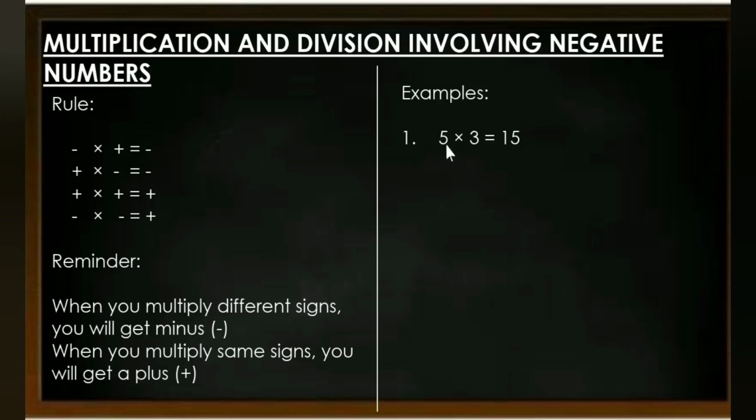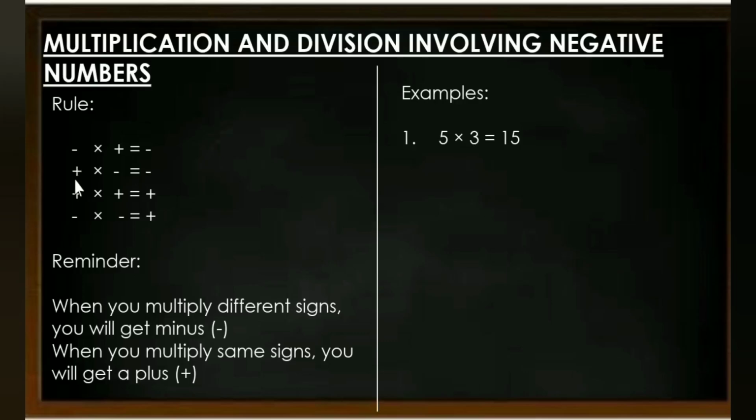Now we have 5 times 3. This is easy ordinarily, right? But let's just pretend as if we don't know what the right answer is, and let's see how true this is. We've already established that when a number is written without a sign, either a plus or minus in front of it, there is an invisible plus, which means there is an invisible plus in front of 5, there is an invisible plus in front of 3.